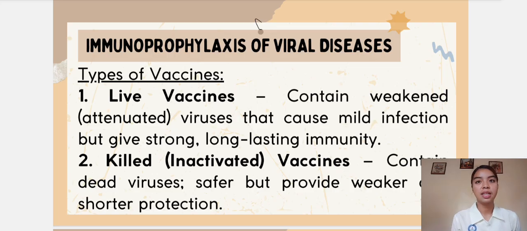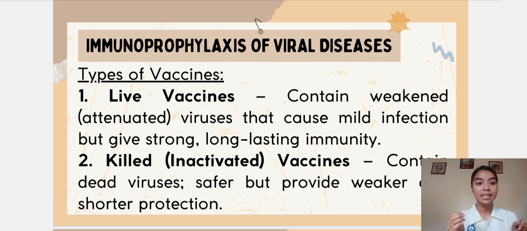Types of vaccine include live vaccines. We have here types of vaccine. First is the live vaccine. Contains weakened, attenuated viruses that cause mild infection but give strong, long-lasting immunity. Number 2, we have killed or inactive vaccines. Contains dead viruses, safer but provide weaker and shorter protection.